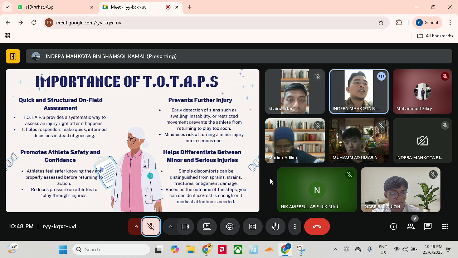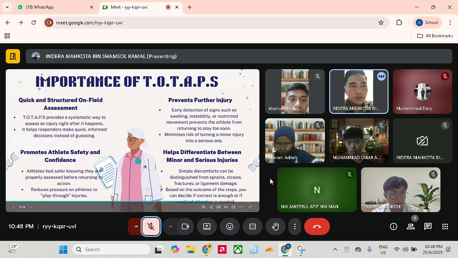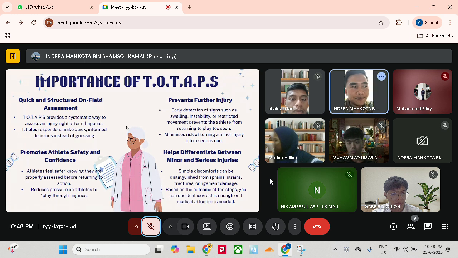So we go to the third point, which is that it promotes athlete safety and confidence. Athletes feel safer knowing they are properly assessed before returning to the action. As I said before, you need to observe your patient to make sure they are ready to return to their games or not, and then reduce pressure on athletes to play through injuries.